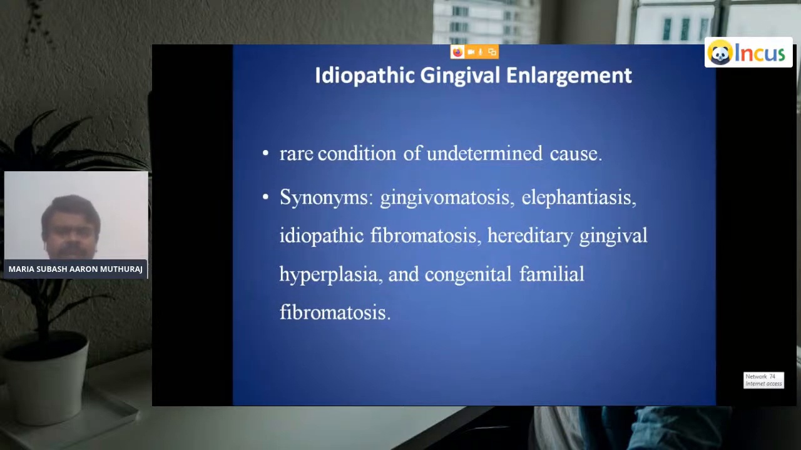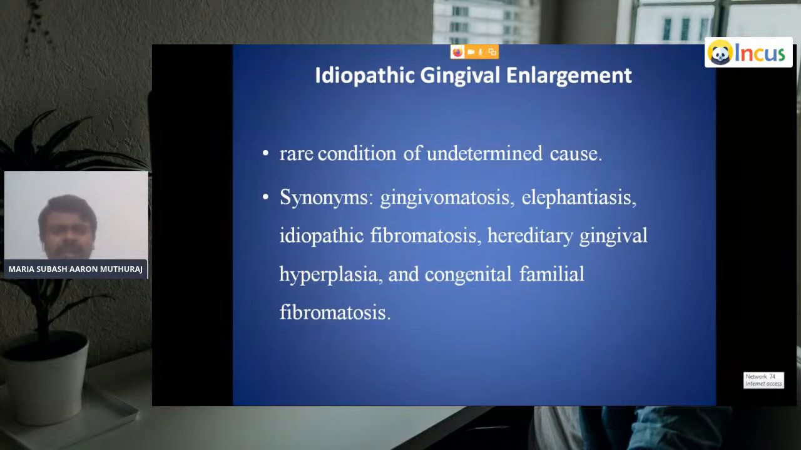Normally, phenytoin-induced gingival enlargement commonly involves the marginal gingiva and interdental papilla. Chronic inflammatory gingival enlargement also commonly affects these areas. Whereas in idiopathic gingival enlargement, the marginal gingiva, interdental papilla, and attached gingiva will all be affected.